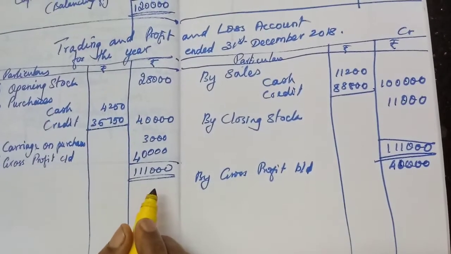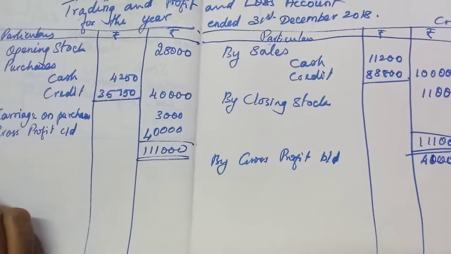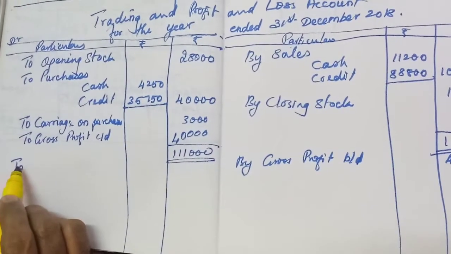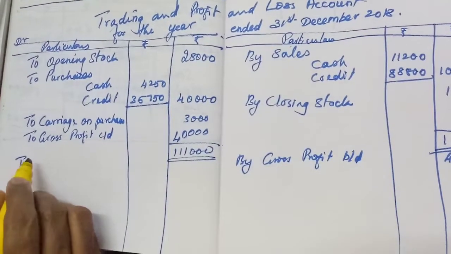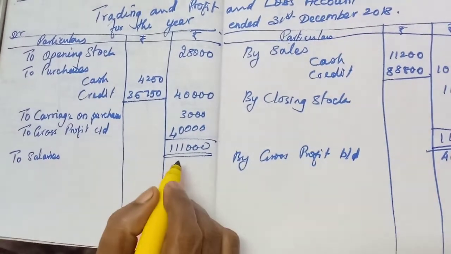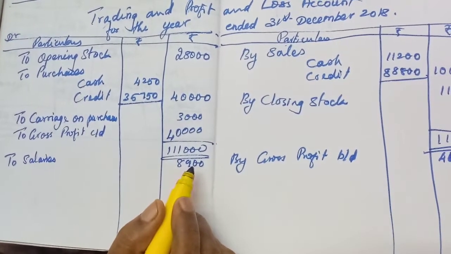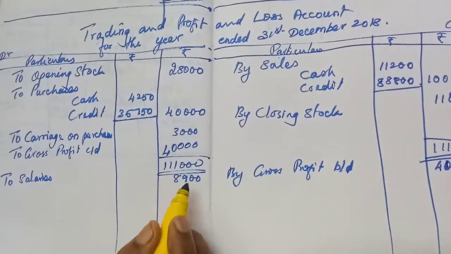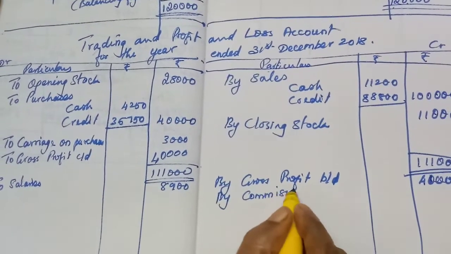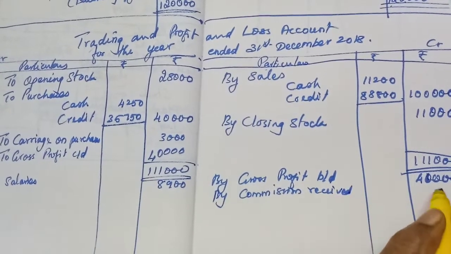Okay, now the additional information you have to read to check the indirect expenses. What are the indirect expenses available? First we should write the salaries. Salaries how much? 8,900. Then commission received, credit side we have to write. By commission received, how much is it? 600. Okay.